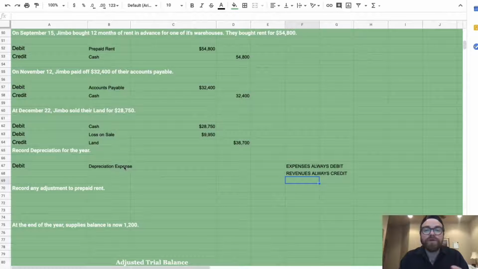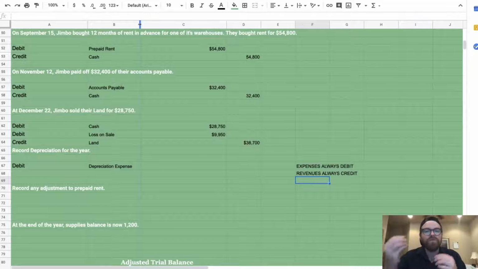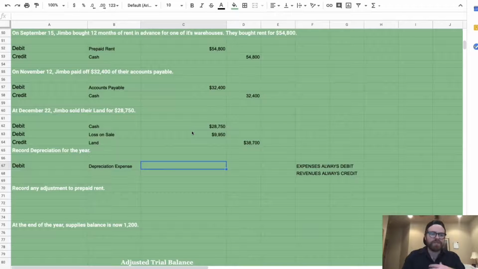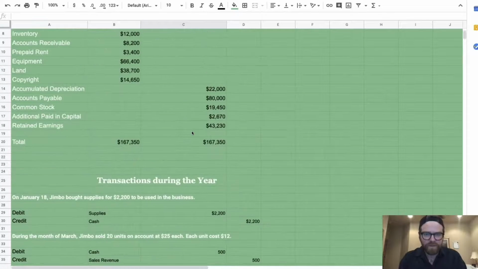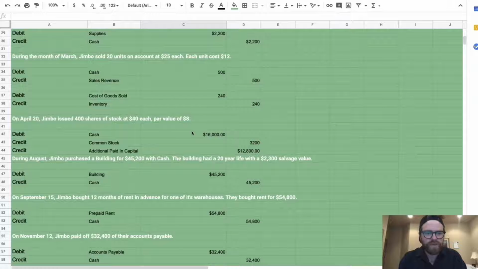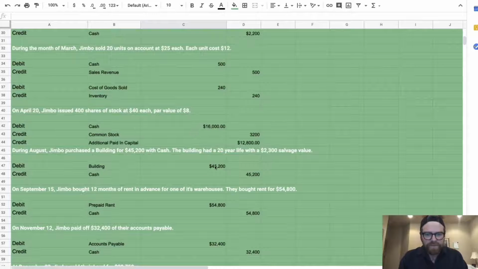So I know it's a depreciation expense, and if it's an expense, you always debit it. Now that's only really for lower level accounting. When you get into upper level, rules kind of change a bit. But how do we calculate this depreciation expense? Well, we have to go back up here to when we got this building here. It has a 20-year life with 2,300 salvage value. So what we're going to do here is we're going to record depreciation based on what they call straight line.